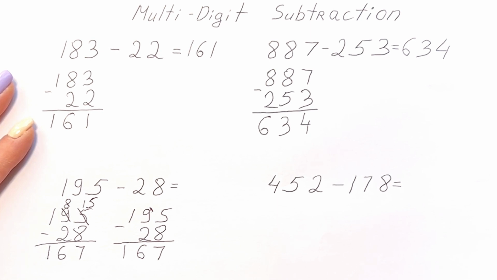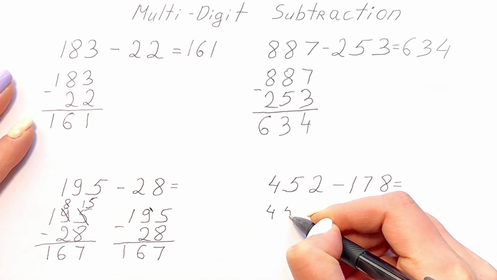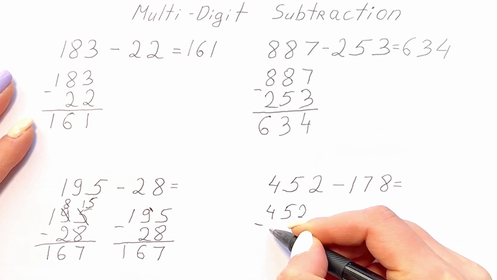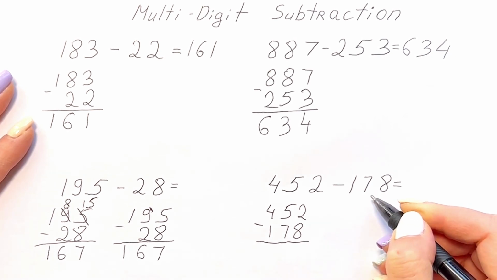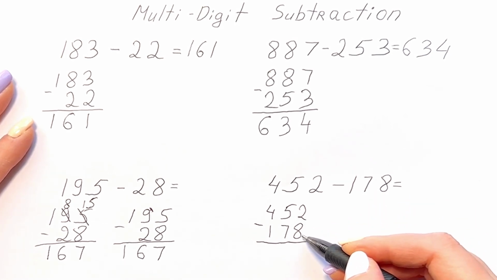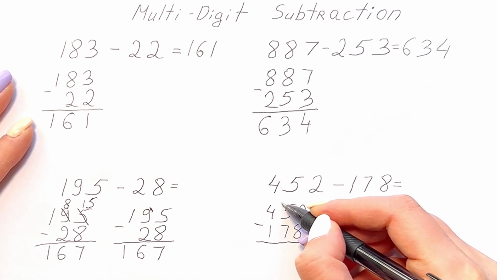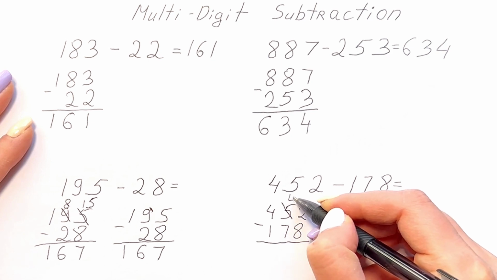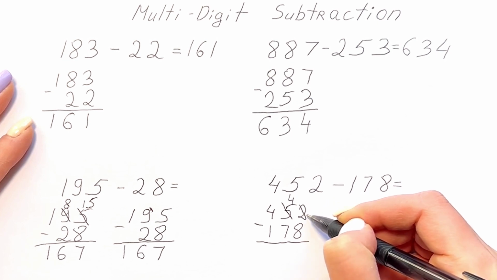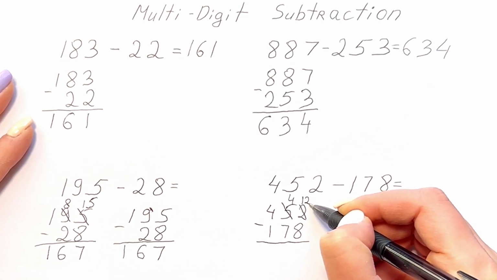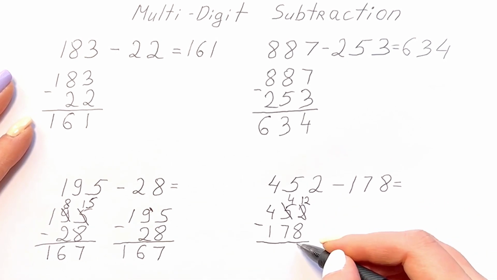452 minus 178. Let's line up these two numbers. Okay, the first method. So 2 minus 8, I can't do that. I'm going to borrow from the tens place. The tens place has 5 tens. I'm going to take one of the tens and give it to the ones place. The ones place is going to become 10 and 2 together, 12. Okay, now 12 minus 8, I can do that. 12 minus 8 is 4.